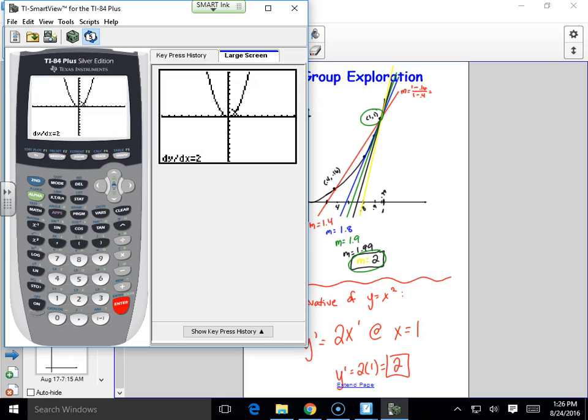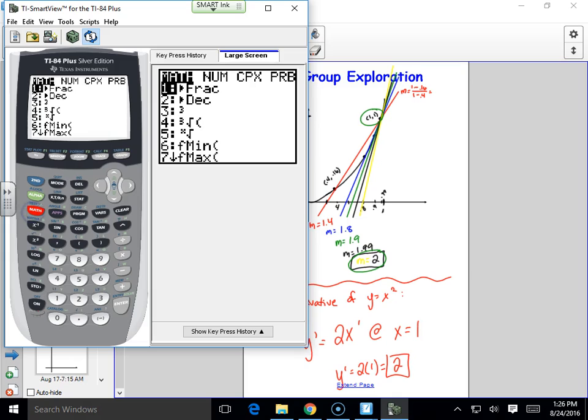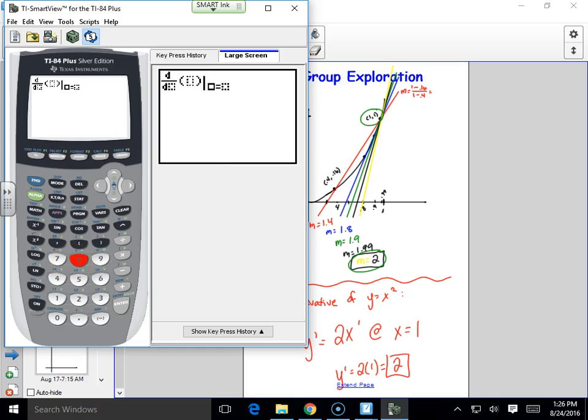We found it 2 different ways yesterday. Think you can do that from the home screen too? What about the math menu? Anybody go there? There's an awful lot of stuff in that math menu. Go down to number 8 perhaps. What's number 8 look like? nDeriv. Uh-oh. Okay, this is more complicated. It has to do more with notation.